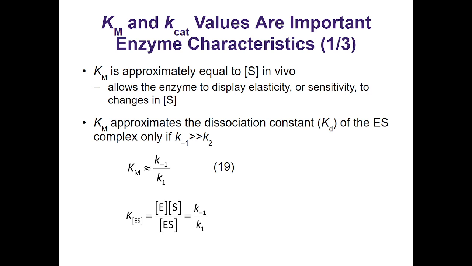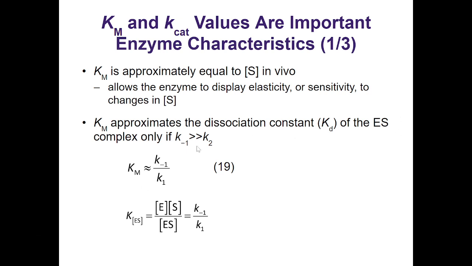Okay? Km approximates the dissociation constant, Kd, of the ES complex, but this only really happens if the K negative 1 is much, much greater than K2. Okay? Which we can sort of assume, and we have made assumptions to be able to do some of this math, but in vivo, that may not be true. Okay? In an artificially set up situation where we just max out the substrate and look at just as we're putting stuff together, we can set those situations up. But in real life, in your body, this is not true as much as you might want. This is actually not true that often.